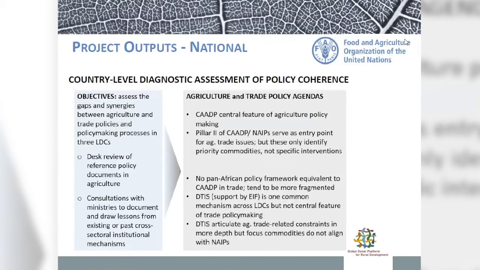So that's something that really came out: the key guiding frameworks in the two ministries are different. There is not a common element of trade policy making across the countries, and the priorities themselves between agriculture and trade tend to be quite different, even in terms of the commodities that are prioritized.